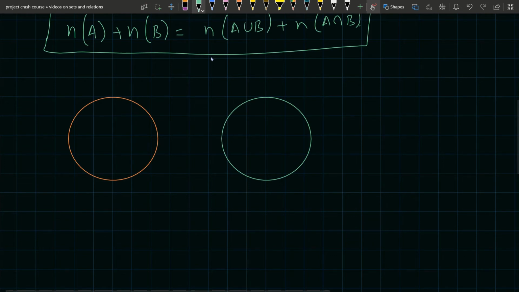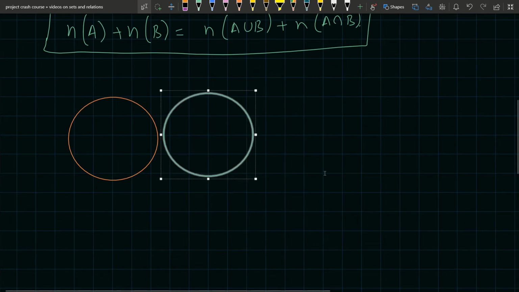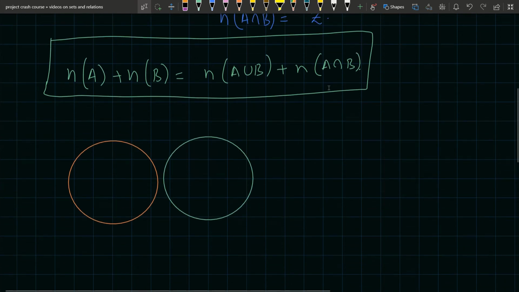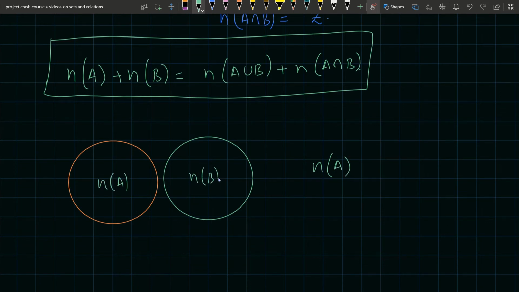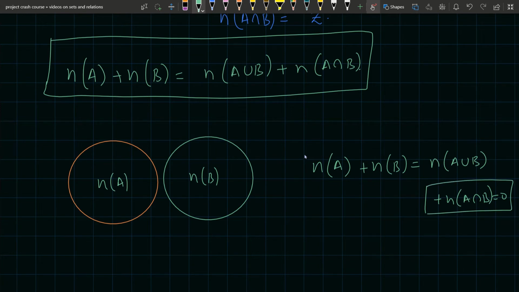Now imagine these sets do not intersect. Okay, it's like this. They don't intersect. What does it mean? It means in that particular case A intersection B is 0. Then N of A, which is this whole thing, N of B, then N of A plus N of B will be N of A union B, because N of A intersection B will be equal to 0. This whole thing will be 0. It will be basically only this. So that is what we understand from this particular diagram, right?